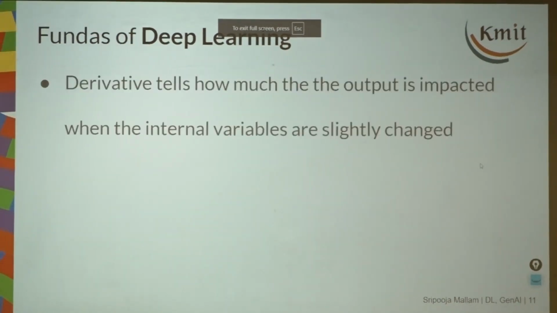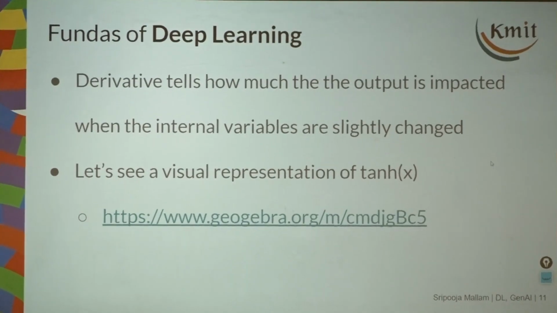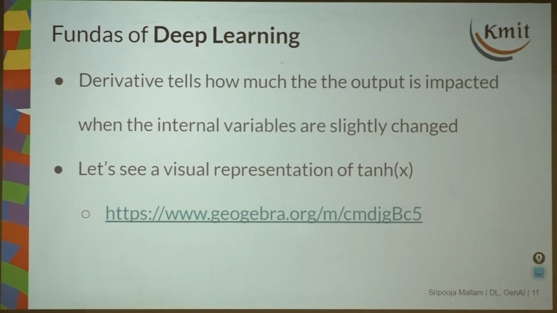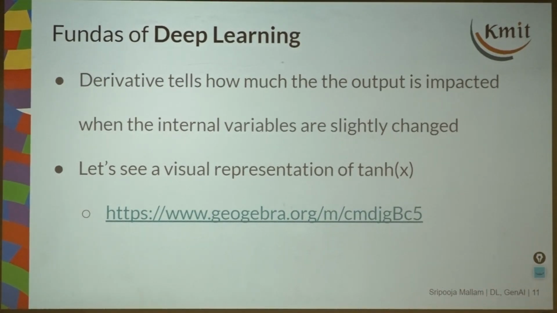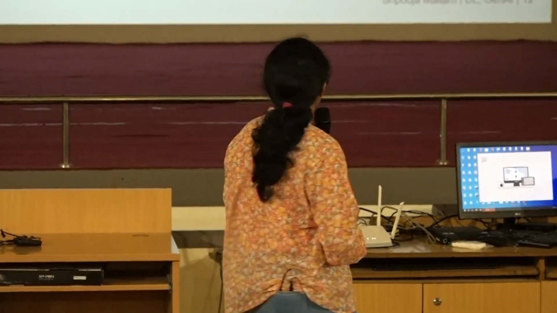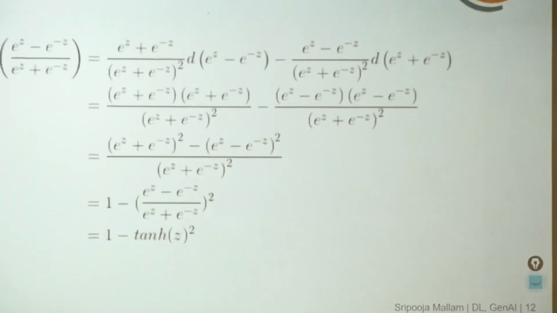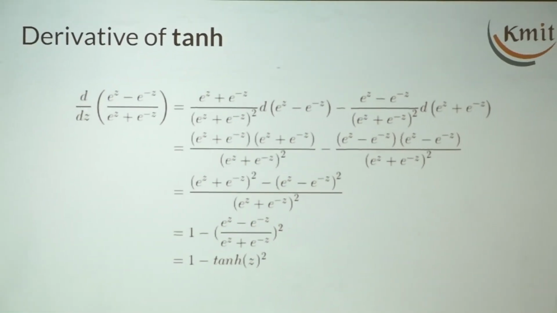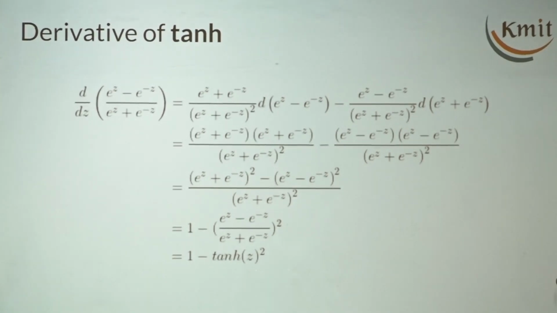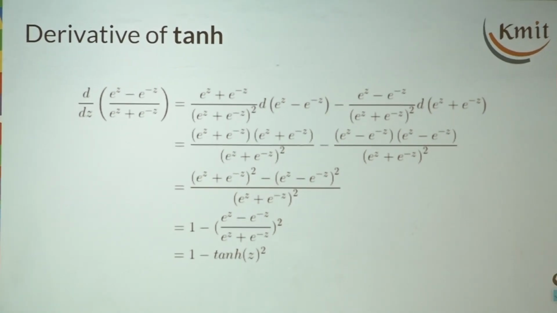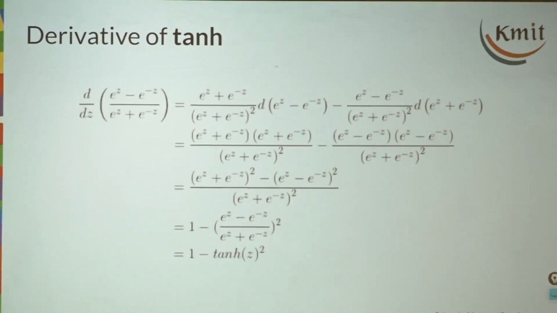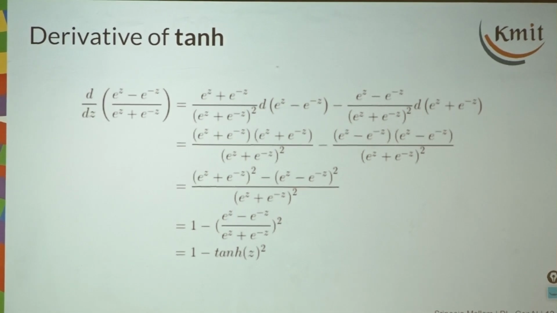So we saw a quick visual representation of tanh and how the derivative of tanh gives me the direction, how values can be changed, and if I change by a tiny bit, how my output is impacted. So this is the derivative of the tanh function. You can also search on the internet. So if I do this, you have the quotient rule, right? d of u by v is equal to u dash v minus u v dash by v square. So it is using the same principle.